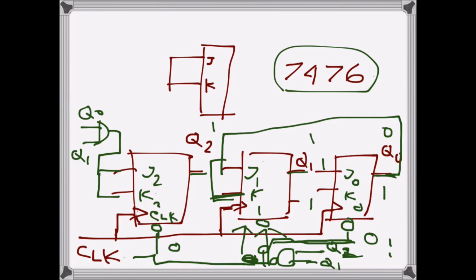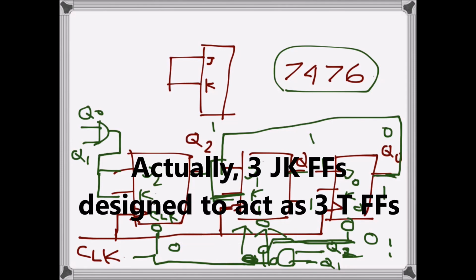So this is how we can develop a mod 6 counter using T flip-flops. So what we have done, we actually have used a JK flip-flop as a T flip-flop. That's what we have done. So yeah.